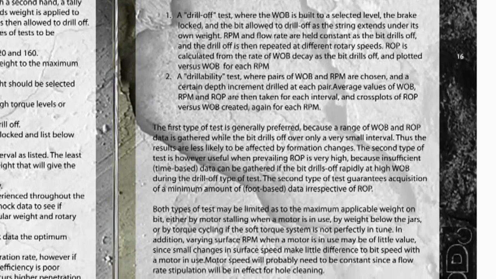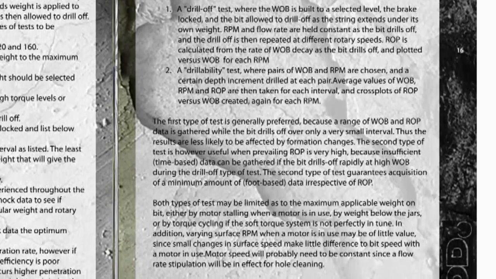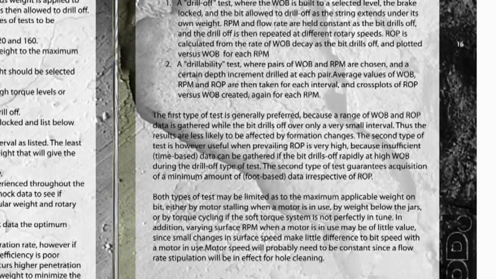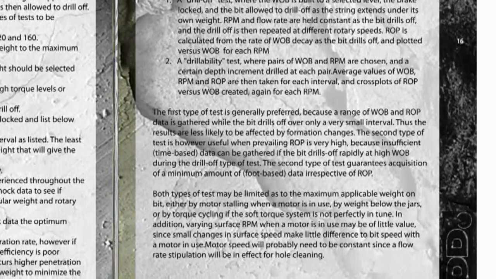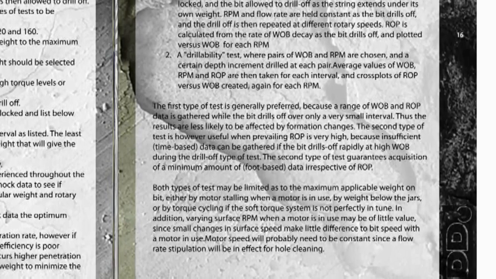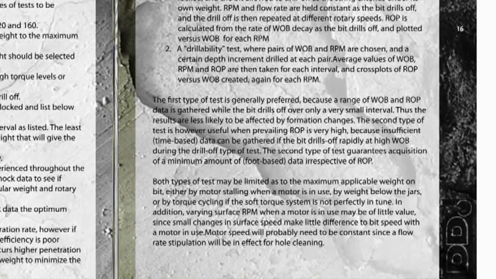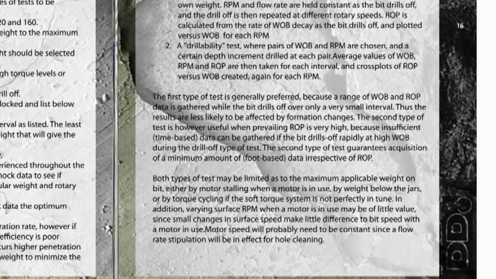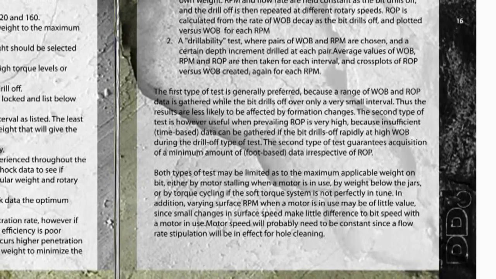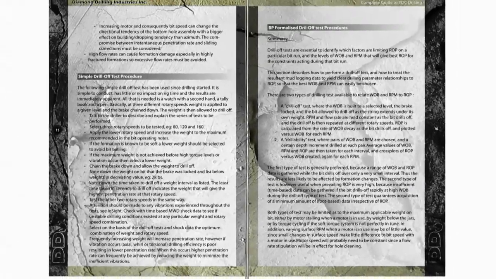Both types of test may be limited as to the maximum applicable weight on bit, either by motor stalling when a motor is in use, by weight below the jars, or by torque cycling if the soft torque system is not perfectly in tune. In addition, varying surface RPM when a motor is in use may be of little value, since small changes in surface speed make little difference to bit speed with a motor in use. Motor speed will probably need to be constant, since a flow rate stipulation will be in effect for hole cleaning.